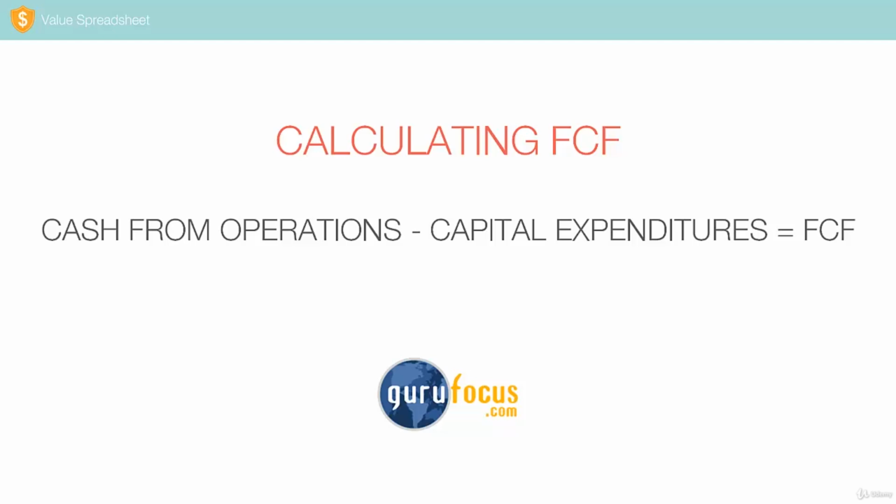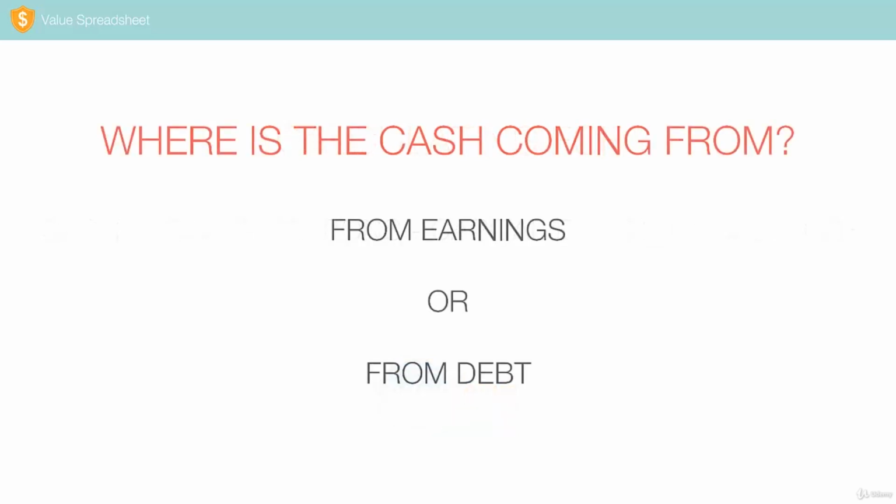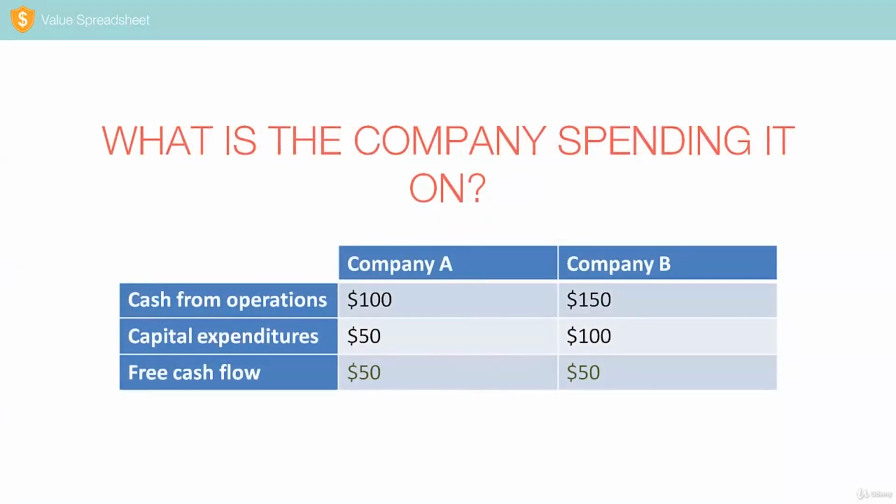But this absolute value does not tell you the whole story. You must ask yourself some questions, like where is this cash coming from in the first place? For example, it is much better if a company is able to generate this cash by itself from its earnings, rather than by relying on debt to remain liquid. Another important question to ask is what the company is spending its cash on, because if two companies have identical free cash flows, this does not necessarily mean they will grow their future cash flows at the same rate.